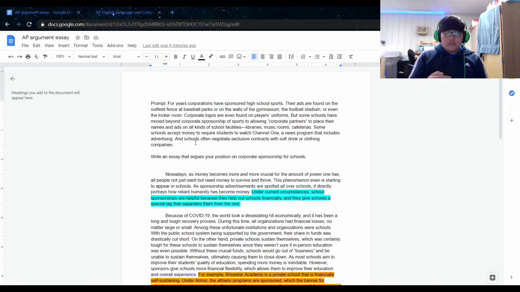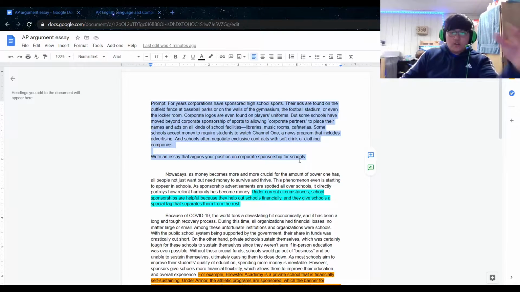Just like the AP analysis essay, the argument essay has a 40-minute time limit as well. However, the difference is instead of giving you an entire passage to analyze, there's only one prompt. As you can see here, a student is supposed to create an essay about a standpoint from what we have over here on the screen.